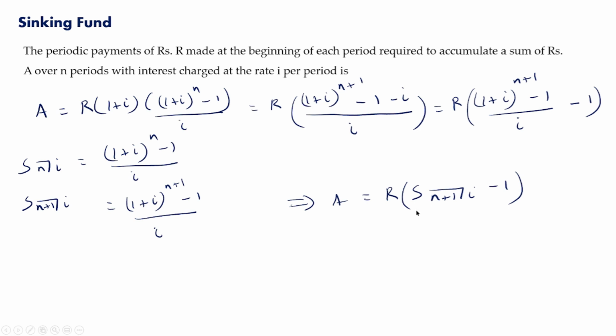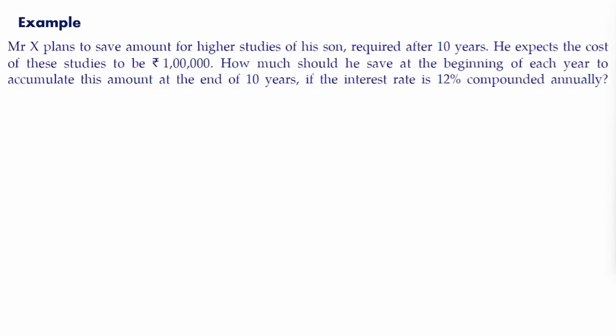So this is how we can find R if the payments are made at the beginning of each period. Now we'll see an example to understand sinking fund when the payments are made at the beginning of each time period.